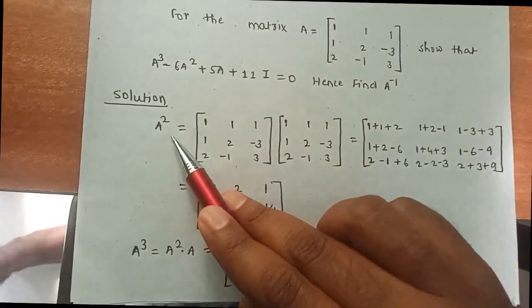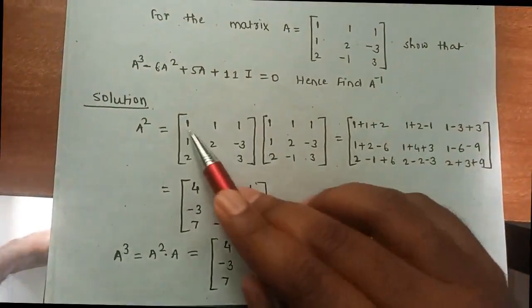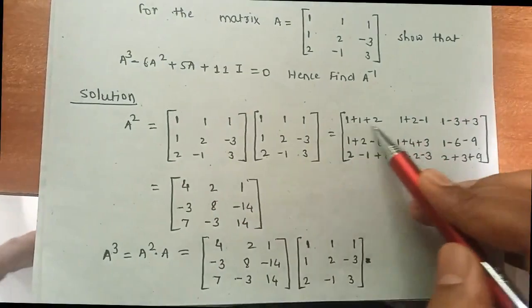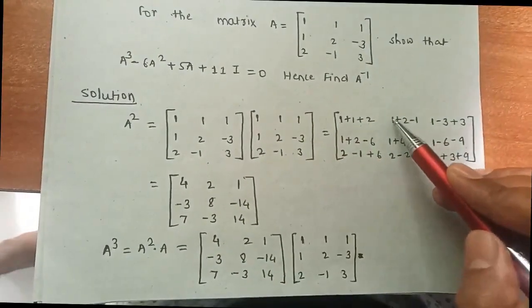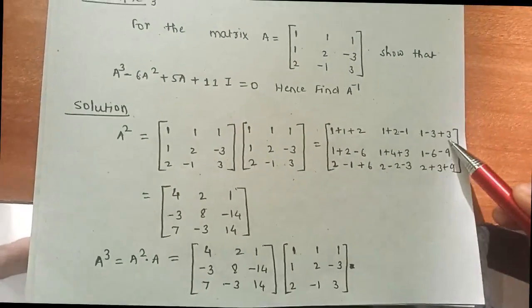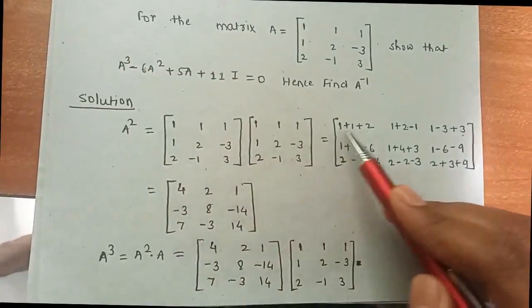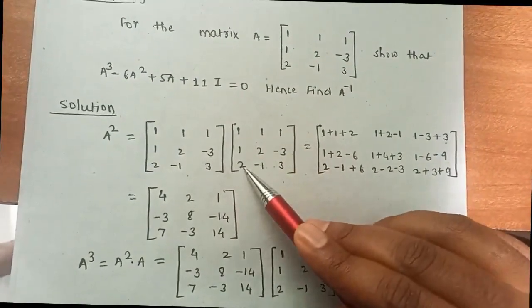So first I will find the A square, so A into A. How to multiply, I already explained. First row into first column will give the first element, first row into second column will give the second element, first row into third column will give the third element. 1 into 1, that's 1. 1 into 1, that's 1. And 1 into 2, that's 2.